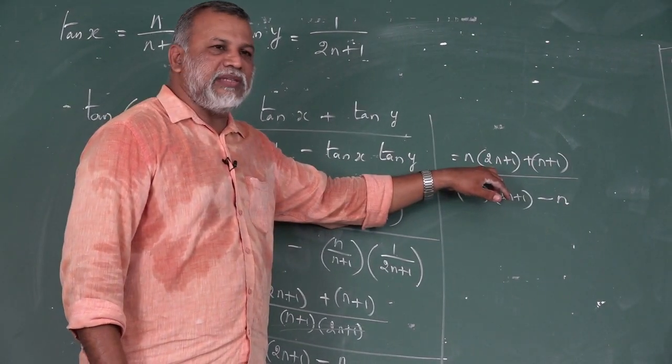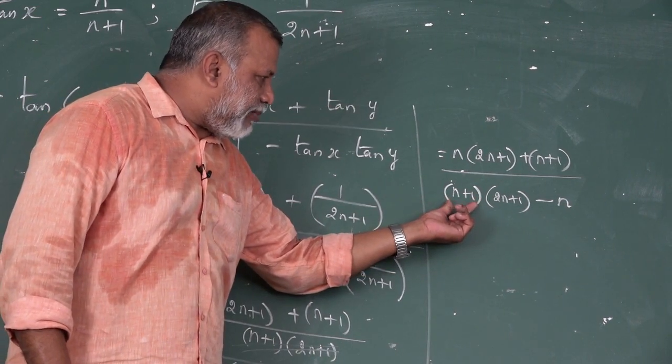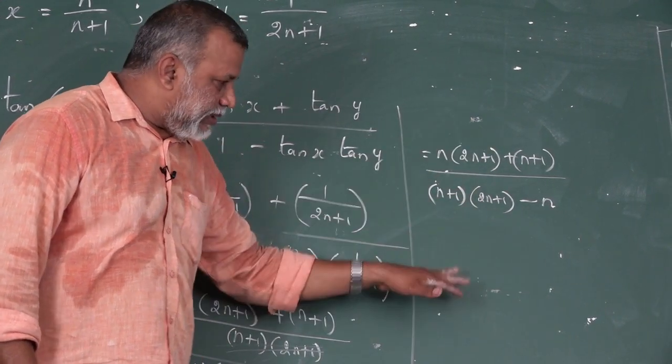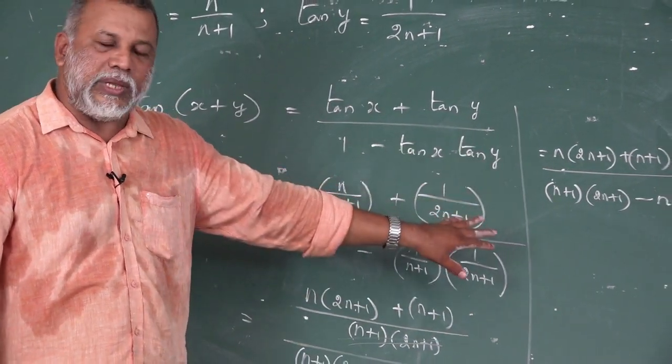This n is multiplication here, then simplify the numerator and denominator, multiply this n plus 1, 2n plus 1, then simplify, then check your numerator and the denominator, then verify your answer.